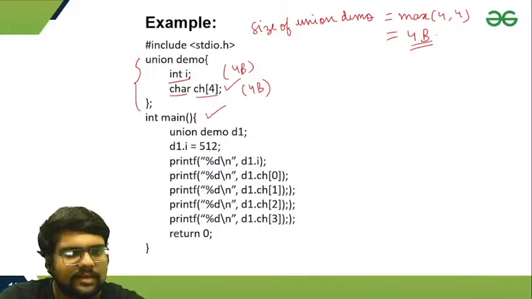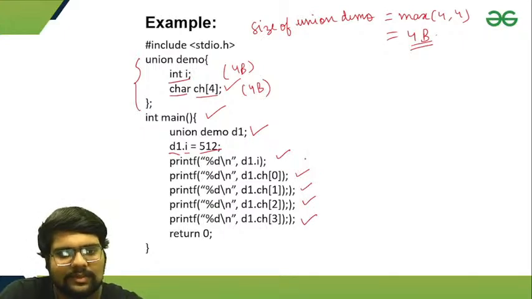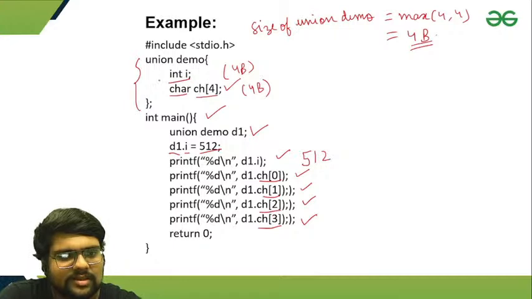Now we come into the main function, in which we declare a union demo d1. So 4 bytes of memory will be allocated to d1, and then we perform d1 dot I equal to 512. So 512 will be assigned to I. When we print I, ch0, ch1, ch2, and ch3, what will be the output? We know the output for I will be 512, but what will be the output for ch0, ch1, ch2, and ch3? Because int I and this character array of size 4 share the same memory location, it will contain some value. So what will it be?